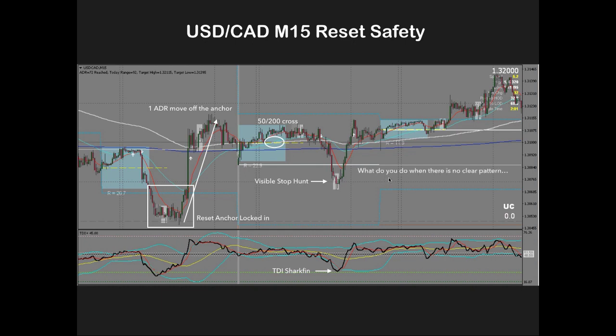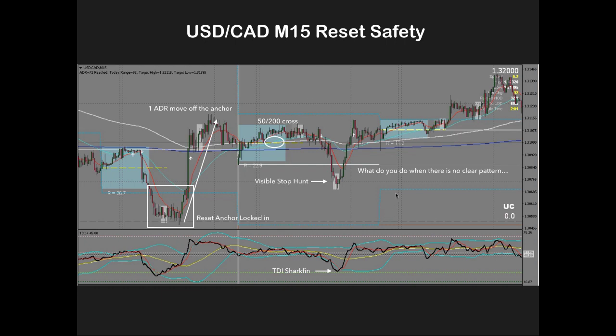So what do you do when there's no clear pattern like this? Sometimes you're just going to get a V bottom, and it's just going to shoot up, right? It's going to go up and away from you. Look, you miss all of this. Okay, and then same thing for shorts. Sometimes you're just going to get an A top, and you're not going to get the second leg of the M, and it's just going to run away from you.